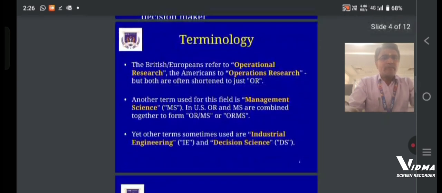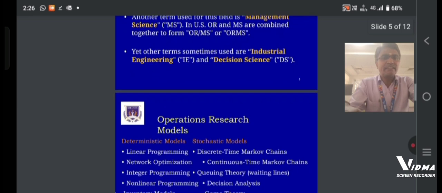Terminology. The British or Europeans refer to operational research, the Americans to operations research, but both are often shortened to just OR. Now it is well developed in optimization techniques. Another term used for this field is management science. In the US, OR and MS are combined together to form ORMS. Yet other terms sometimes used are industrial engineering and decision science.